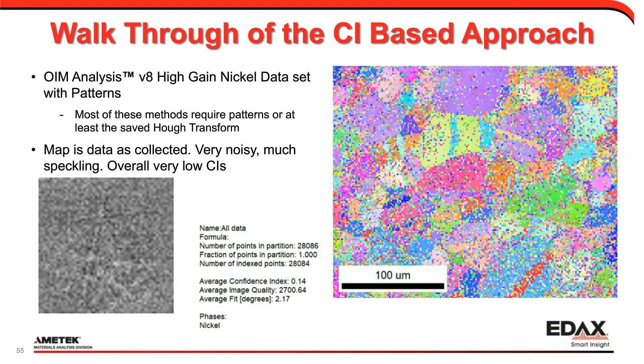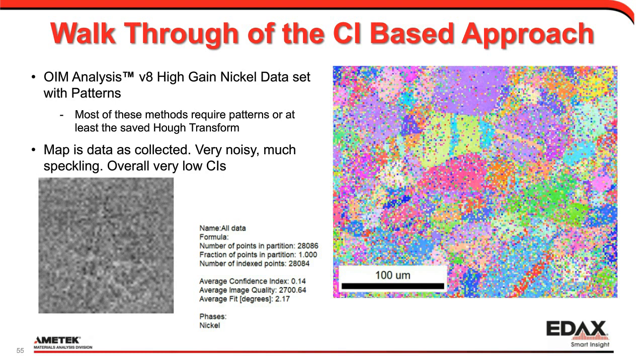that we collected. It's very, very noisy, has much speckling to it, and overall has very, very low CIs. Here again, the average CI is 0.14, which from the general data set isn't that great. And also the fit is really poor because, again, it's very high noise. The Hough is having issues finding the lines. Because of that, your data quality is suffering.